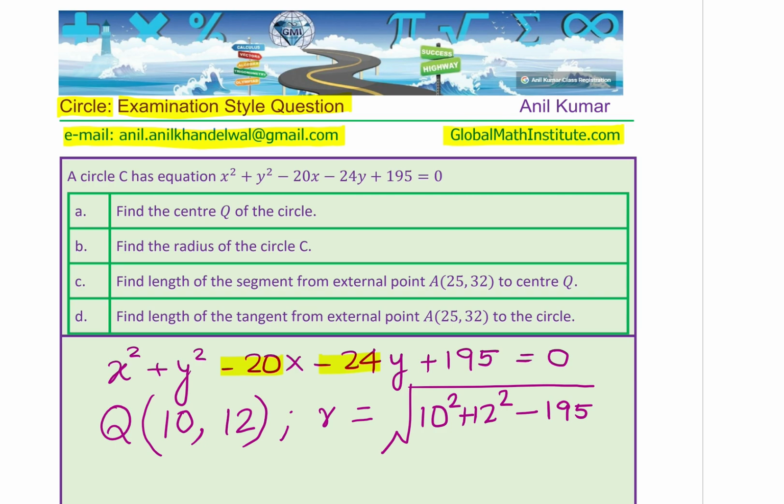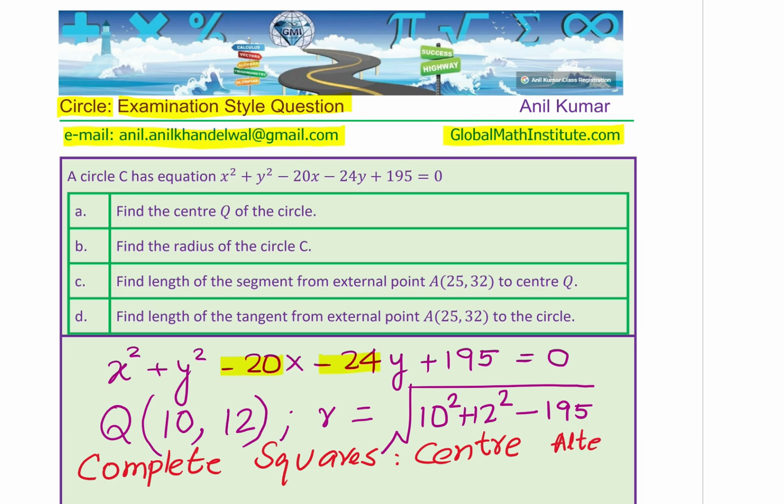But now we'll look into the other method, which is completing the squares, to find the center, correct? And then the radius, right? So we'll do the completing the squares method. So let me call this our alternate method, correct?